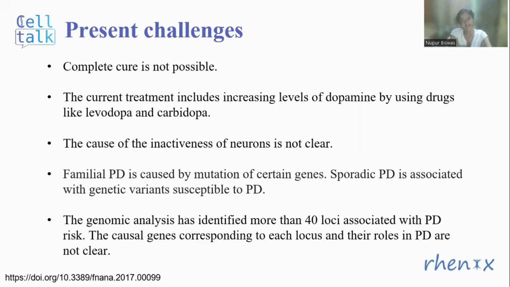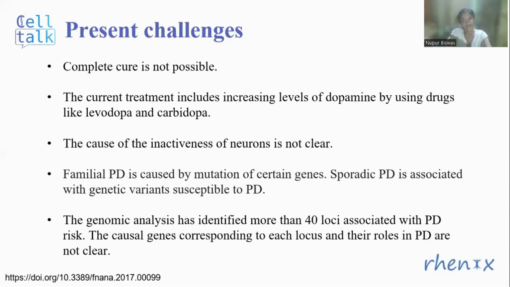Parkinson's disease is mostly sporadic, but in some cases a fraction of patients have familial Parkinson's disease, which is caused by mutation of certain genes. Although the molecular mechanism underlying the neuronal degeneration is still not clear, it is noted that genetic factors play an important role behind this disease.